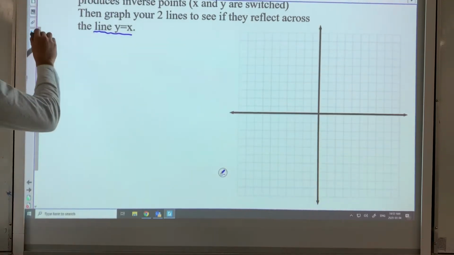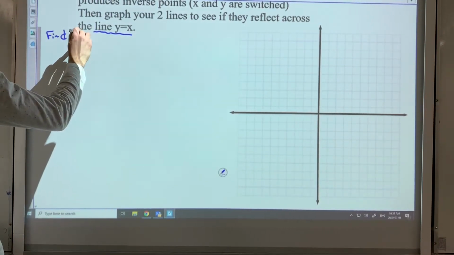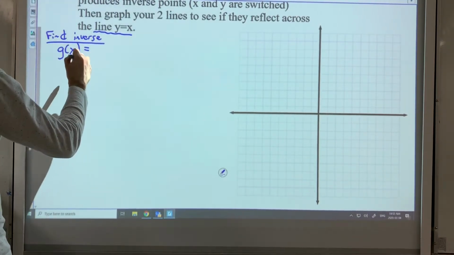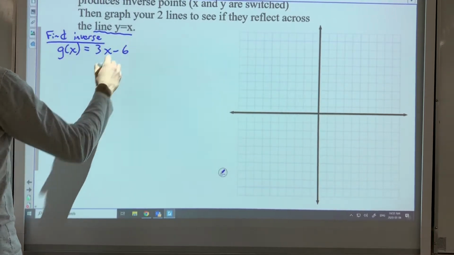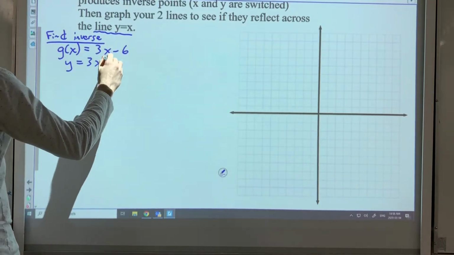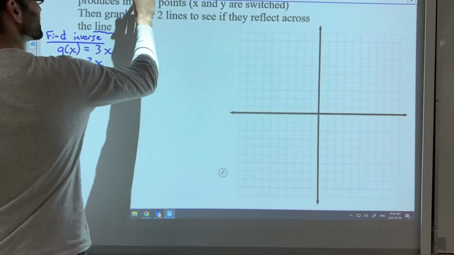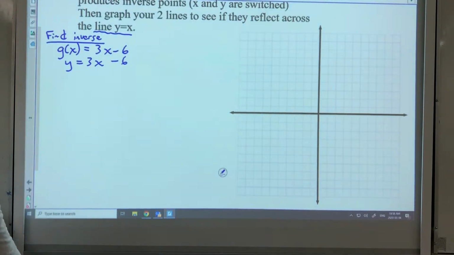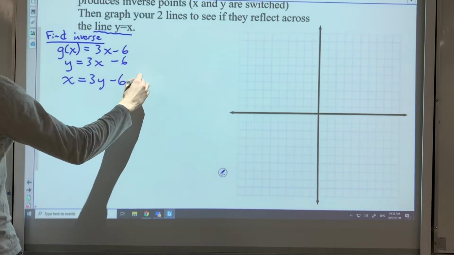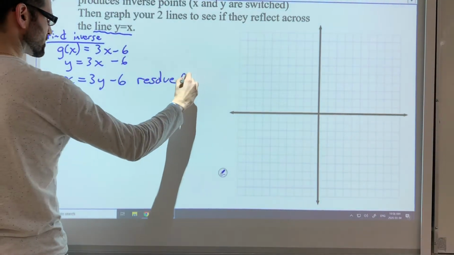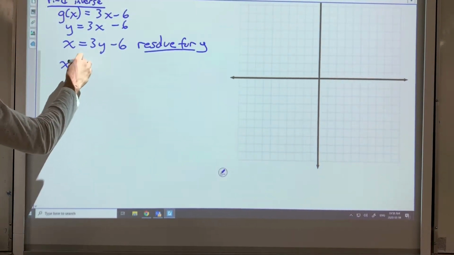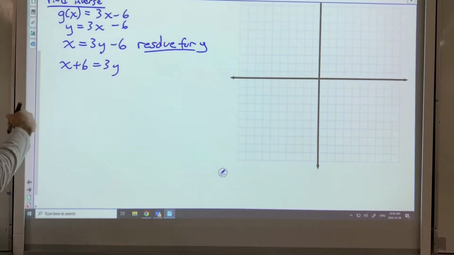But let's find the inverse. So we got g of x equals 3x minus 6. Remember, this is like y. Is it minus 6 or plus 6? Minus 6. Okay, thank you. So you got that. Switch x and y. And now resolve for y. So I'm going to add 6 to both sides. I'm going to divide everything by 3.